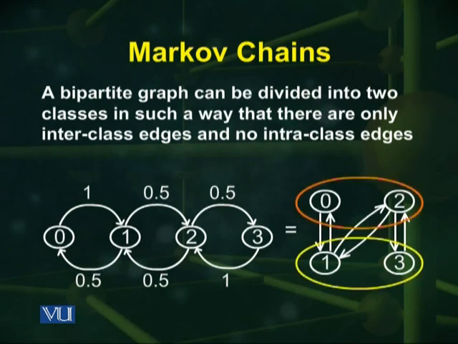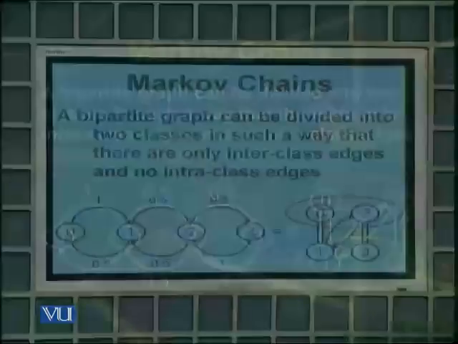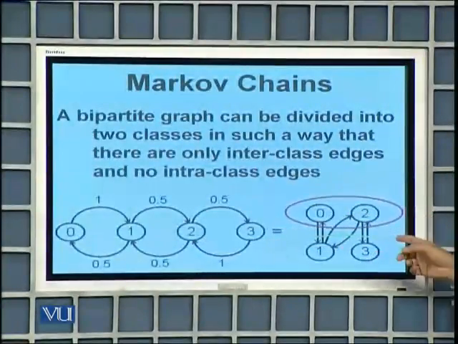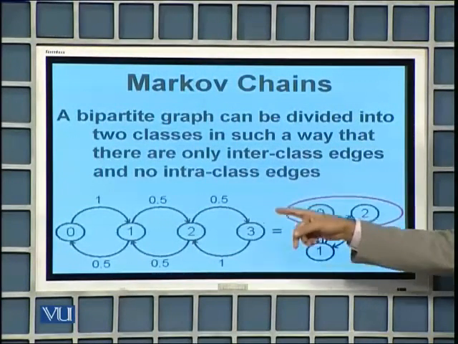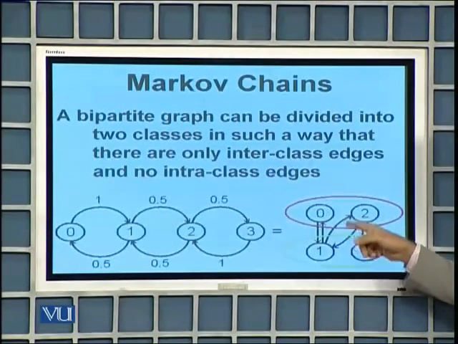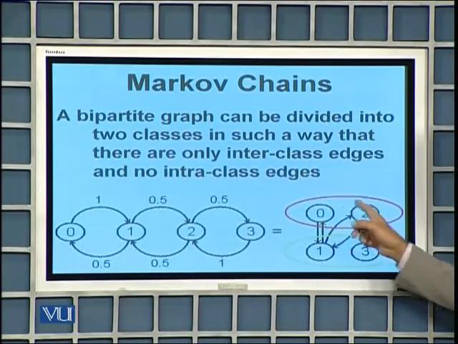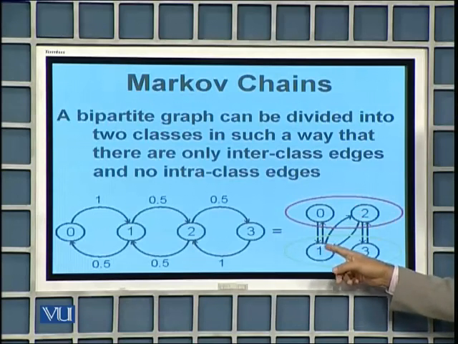The first group consists of nodes 0 and 2, and the second group consists of nodes 1 and 3. The first group is represented by an encirclement of nodes 0 and 2, and the other group is shown with this ellipse around nodes 1 and 3. This representation of the Markov chain and the earlier representation are equivalent because there are the same four nodes and all the edges have been shown. But you can clearly see that there is no edge connecting nodes 0 and 2, and there is no edge connecting nodes 1 and 3.